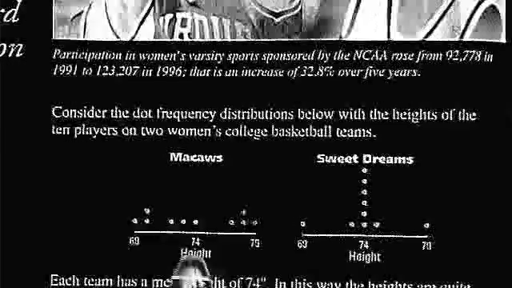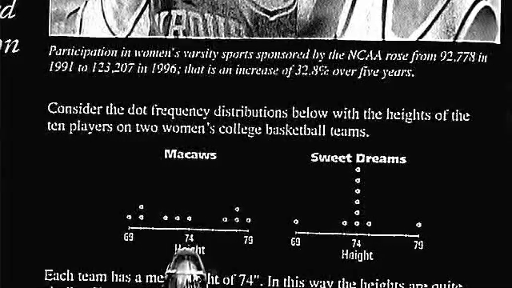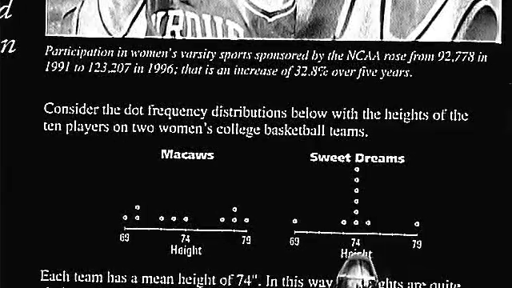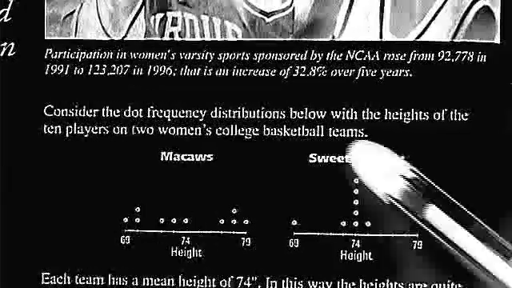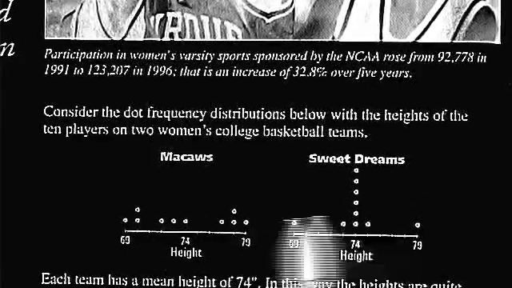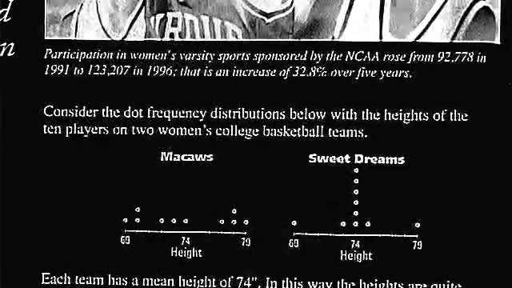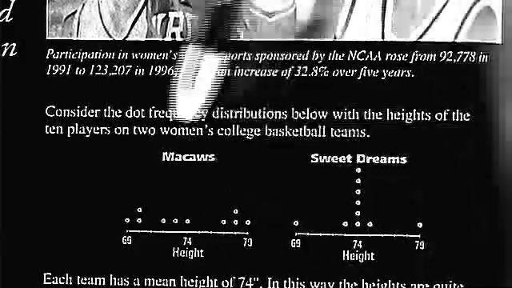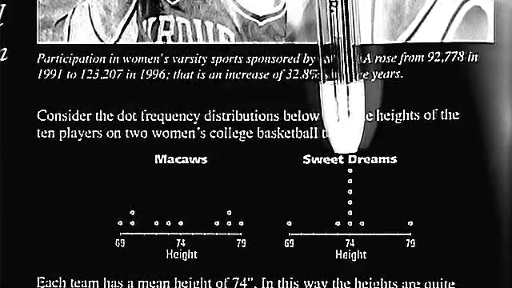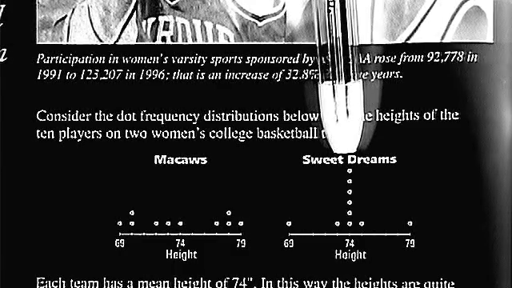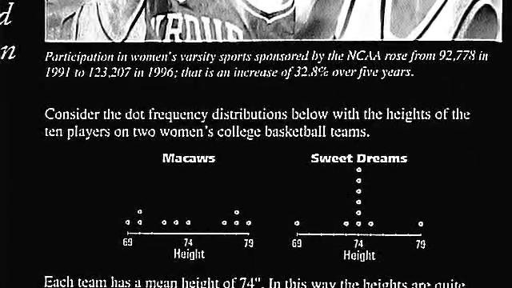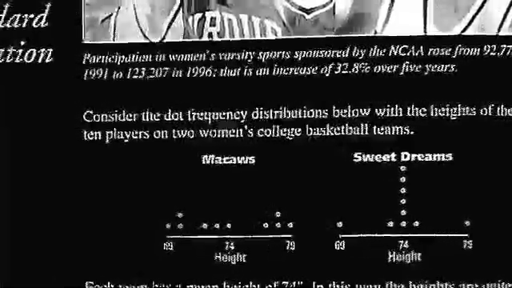But clearly you can tell that the group on the left, the Macaws, is more spread out, and the group on the right, the Sweet Dreams, are more concentrated right here in the middle. So there's got to be a way to measure the spread of the data and be able to say, this one is more spread out than this one. Some type of comparison between the two. Well, there is, and it's called standard deviation. And we want to talk about how you get there.